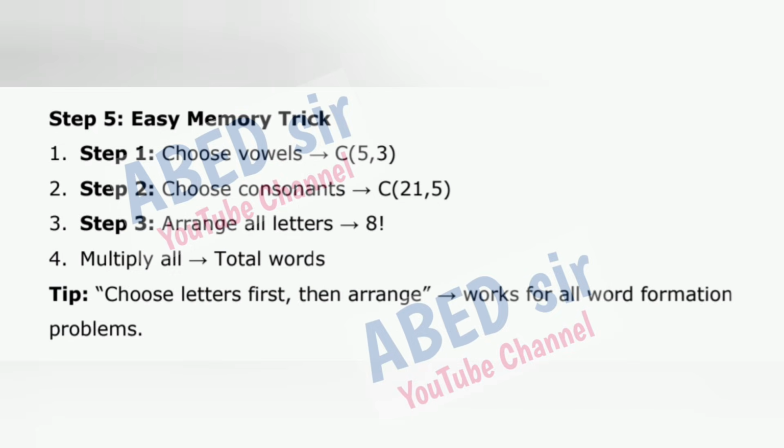Step 5. Easy memory trick. Step 1: choose vowels, C(5,3). Step 2: choose consonants, C(21,5). Step 3: arrange all letters, 8!. Multiply all for total words. Tip: choose letters first, then arrange; this works for all word formation problems.